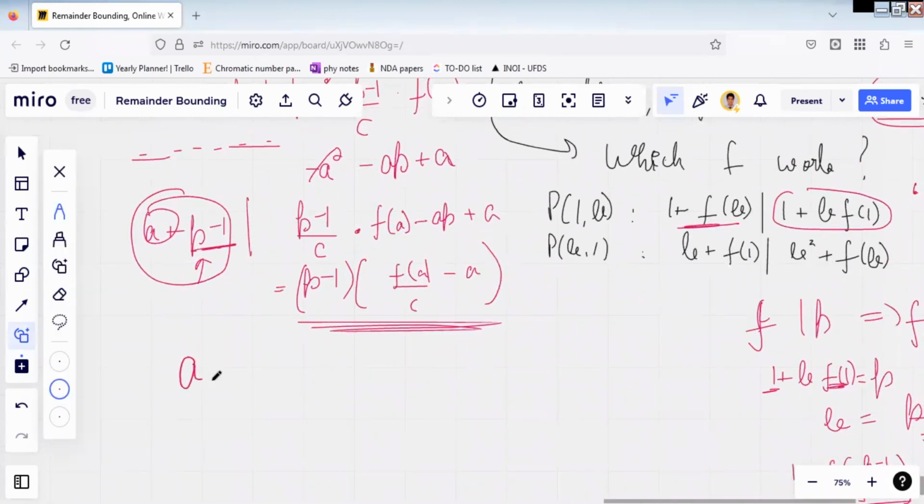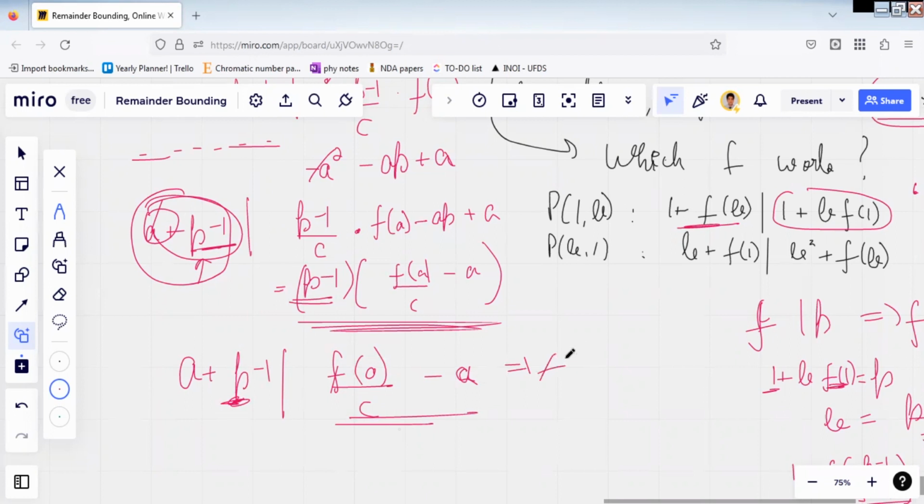Oh, sorry. You ensure p minus 1 and a are co-prime. Then since this thing and this thing are co-prime, you'll have this divides f of a by C minus a. And this is a constant for fixed a. So you take p to be very large, which means that f of a should be C. This should be 0. That is the only way it works.